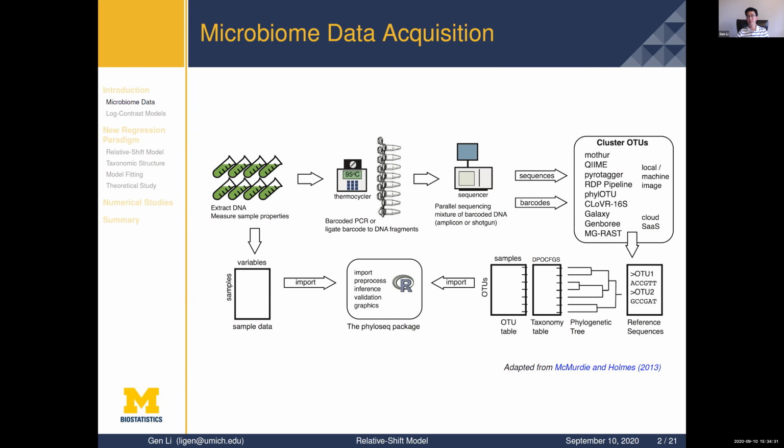Afterwards, a sequence of bioinformatics steps are involved to get what we call the OTU data table, the operational taxonomic units. This is a data table with samples and features. Features are named as OTUs or taxa or microbes. I'll use these terms interchangeably in this talk. So basically, it's a data matrix of samples and features.